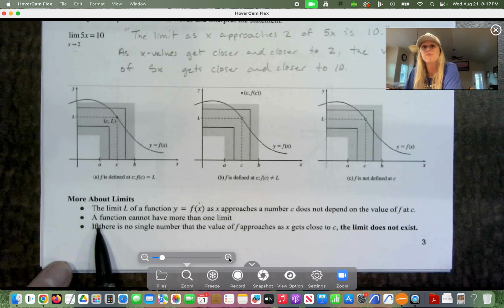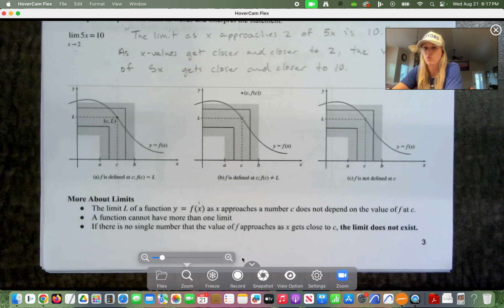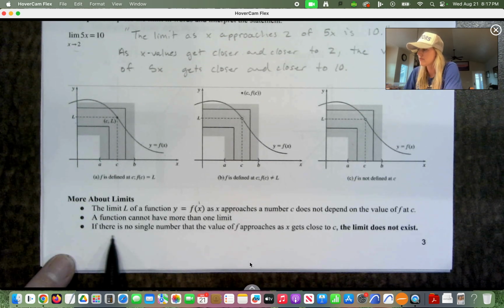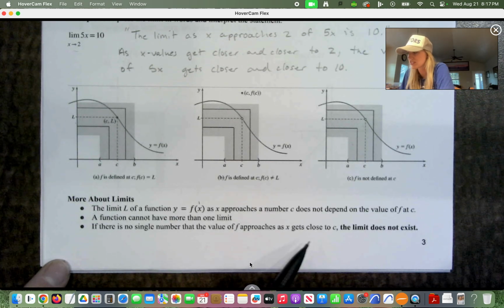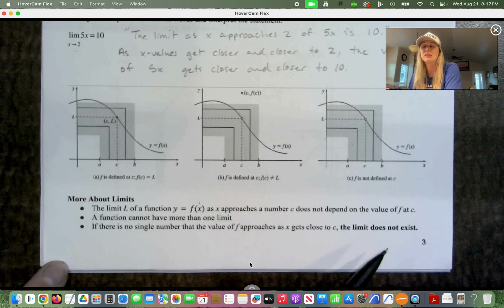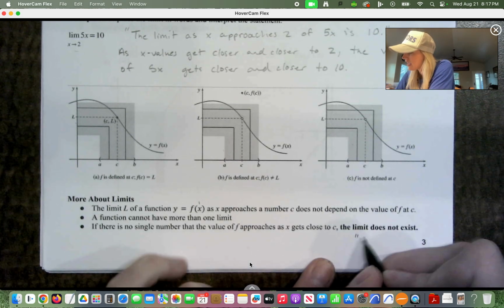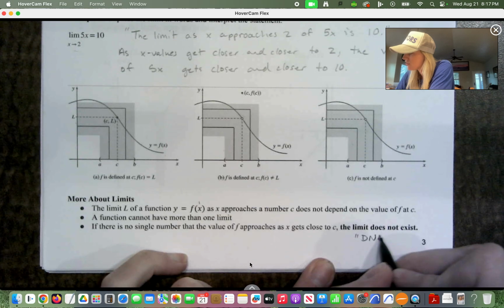A function cannot have more than one limit, so it will only ever have one limit. If there's no single number that f approaches as x gets close to c, we say the limit does not exist, and we use this abbreviation DNE.